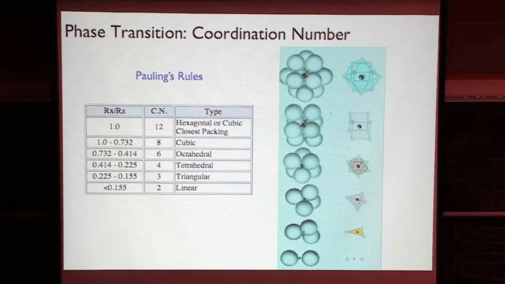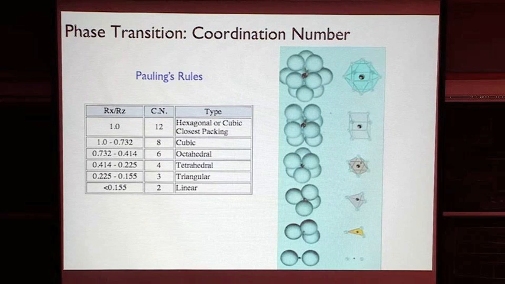So that happens when you go through the transition zone. You have a coordination number change. This kind of coordination number change leads to the phase transition, and that phase transition leads to a lot of influence, a lot of consequences in the properties.